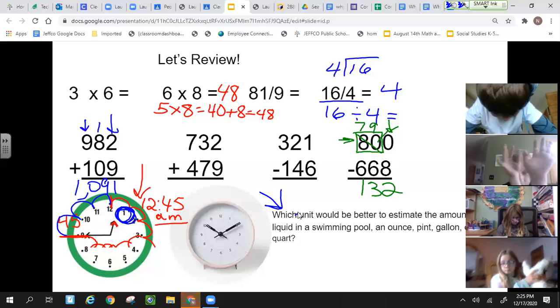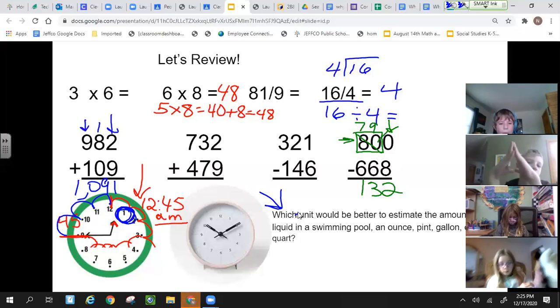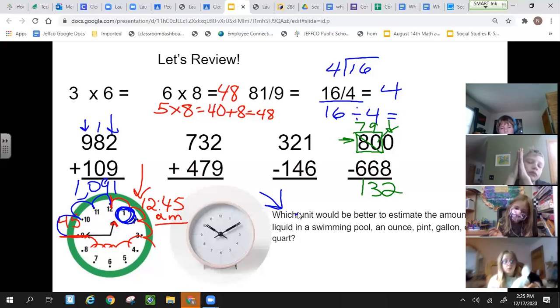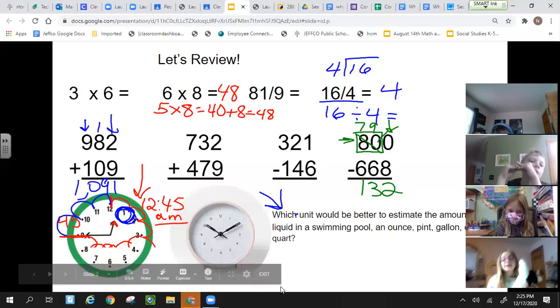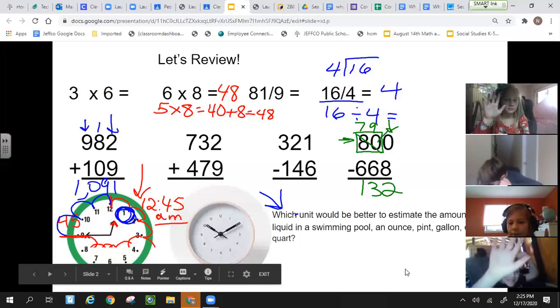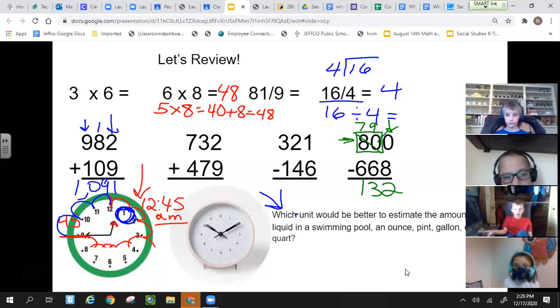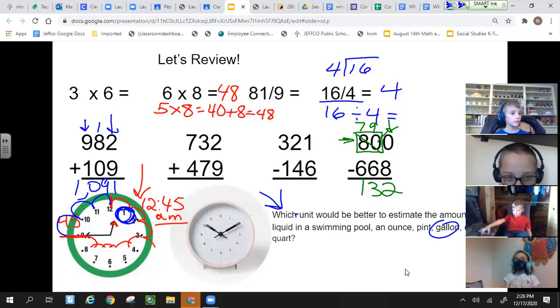All right, which unit would be better to estimate the amount of liquid in a swimming pool? An ounce, a pint, a gallon, a cup, or a quart? Let's pick on, let's see who I got here. How about Madison? What would be the better unit and why? I think it would be a gallon because a swimming pool is really big. Yeah, that's going to need a large unit for a large amount of water.